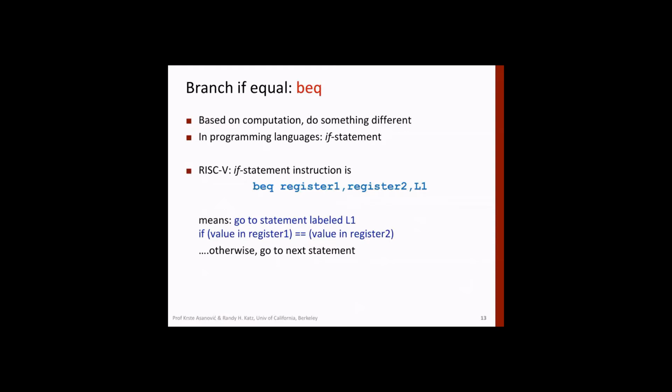It is as simple as that. Basically it says that if the contents of register 1 is equal to the contents of register 2, then jump to label L1. This is a label L1 which we have defined in the assembly program. Otherwise, if these conditions are not met, if register 1 contents is not equal to register 2, then continue execution. Go to the next statement and so on.